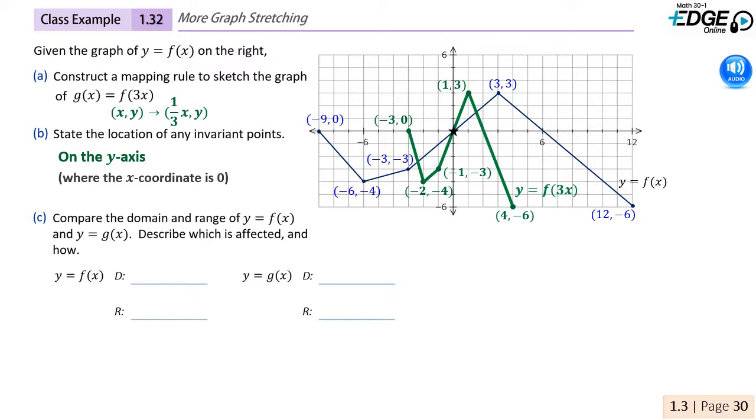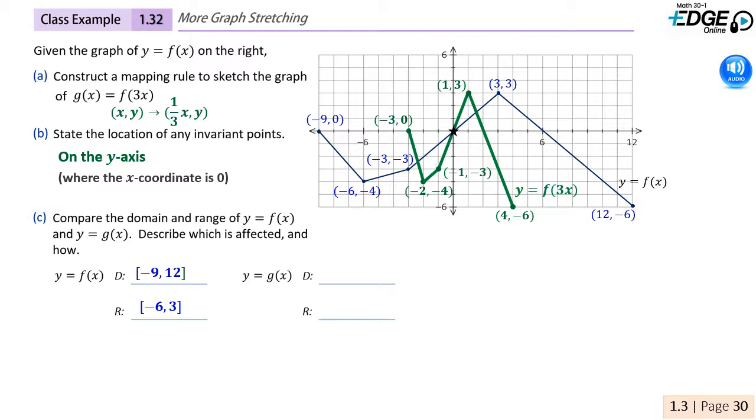In order to discuss the domain and the range, let's first find the domain and range of the original graph. We had a leftmost point with an x-coordinate of -9 and a rightmost point with an x-coordinate of 12. The lowest point on the graph was in fact that end point on the right with a height of -6, and the highest point had a height of 3. Now, can you figure out what's going to happen here?